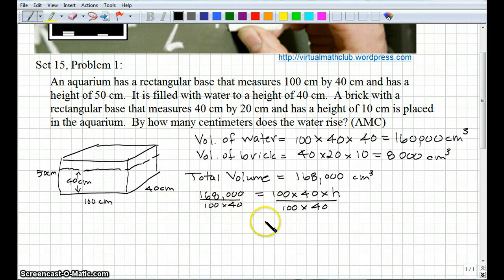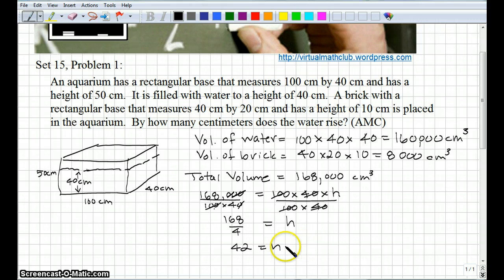So over here now we have just h, which is what we want to find. And over here, we've got some zeros we can divide out. So if I divide 168,000 by 100, it'll just be the same thing without the two zeros at the end. And the same thing here, I can just eliminate the zeros. So essentially we get 168 over 4. That looks like it's pretty easy because 4 times 4 is 16, so that's 42. h is 42.